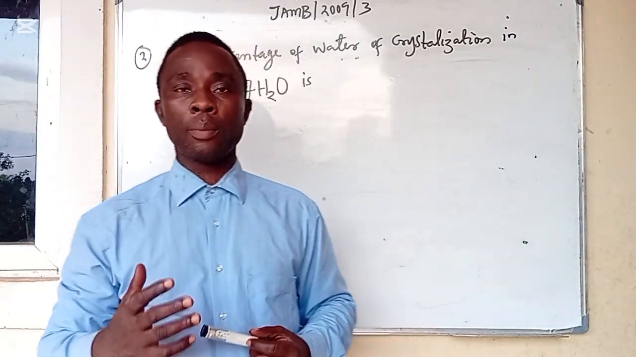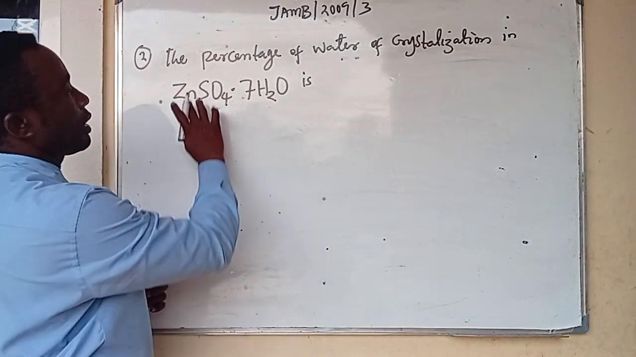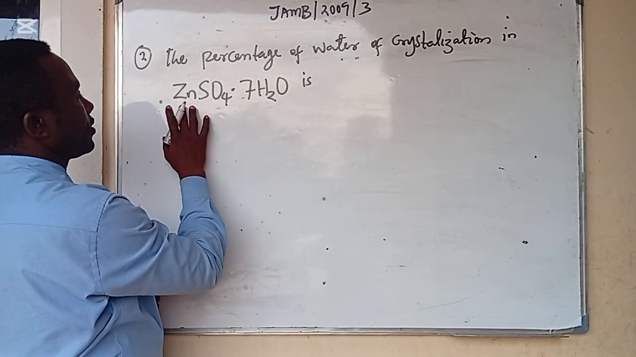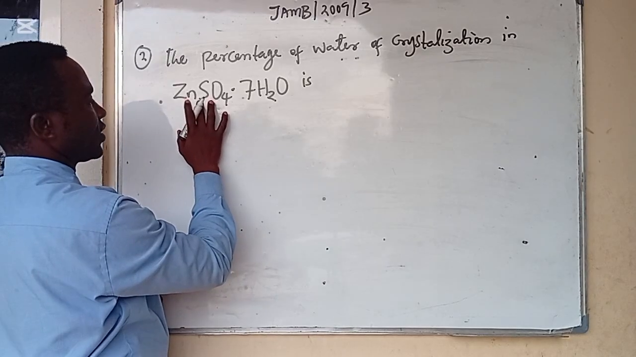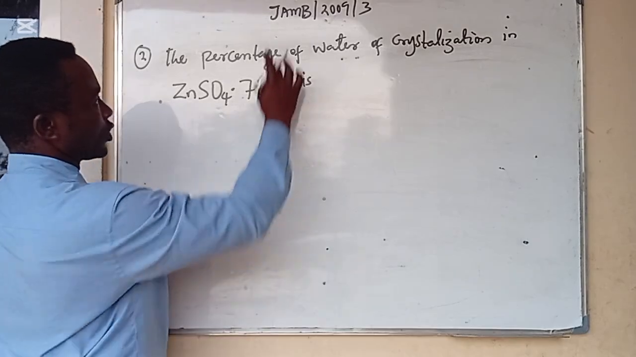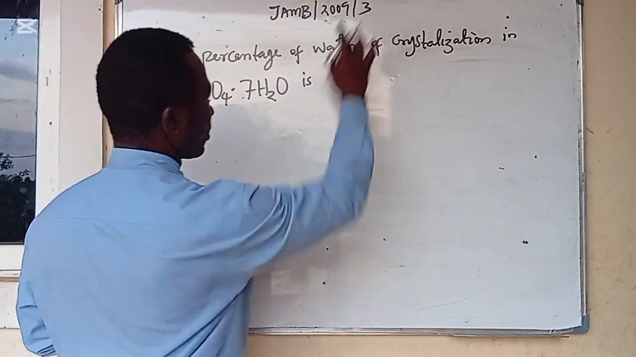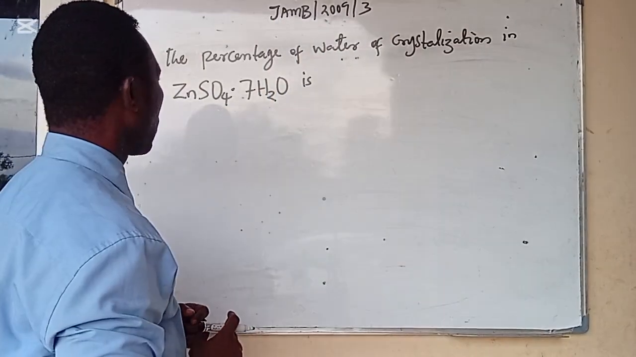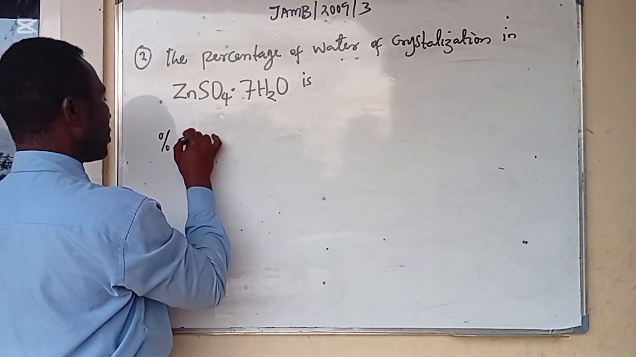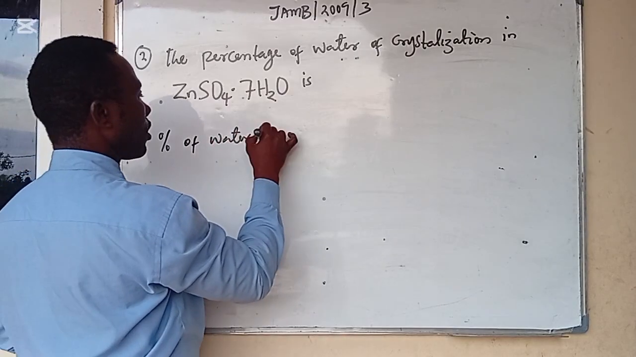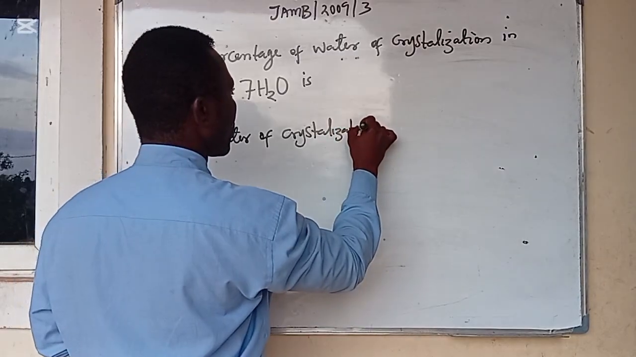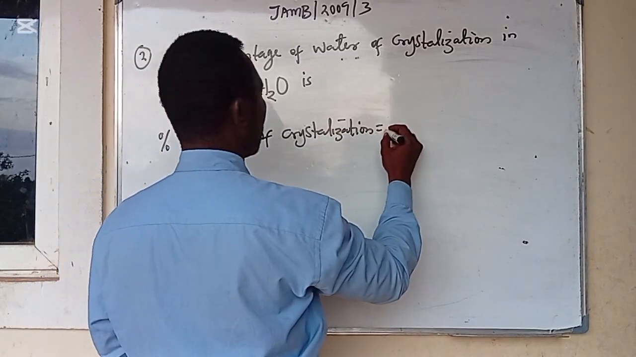So we want to take question number 2. Question number 2 says the percentage of water of crystallization in zinc tetraoxosulfate(VI) heptahydrate is dash. This question is coming from JAMB 2009 question 3. It's an exam question. What is the percentage of water of crystallization? So percentage of water of crystallization will be equal to what?